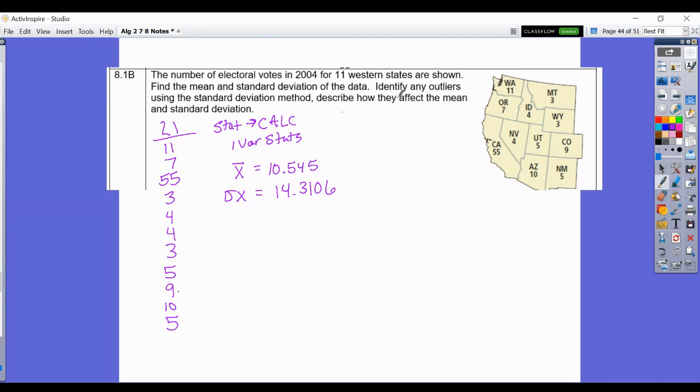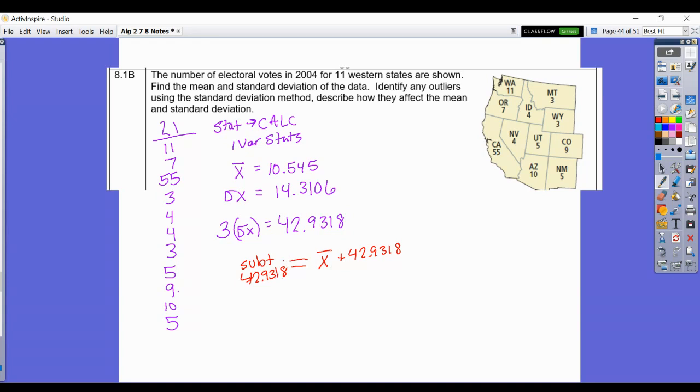Find the mean and standard deviation. Identify outliers. To find if you have an outlier, you do 3 times the standard deviation. So I'm just going to type in my calculator, 14.3106 times 3 is 42.9318. And then we need to take our mean, and we're going to add 42.9318, and we're going to subtract 42.9318.